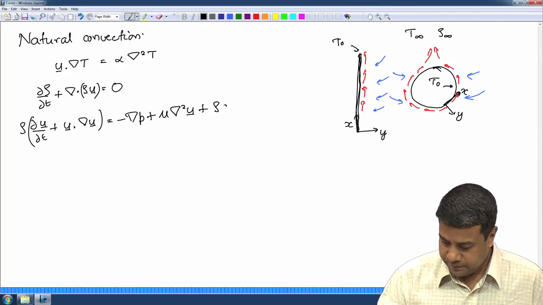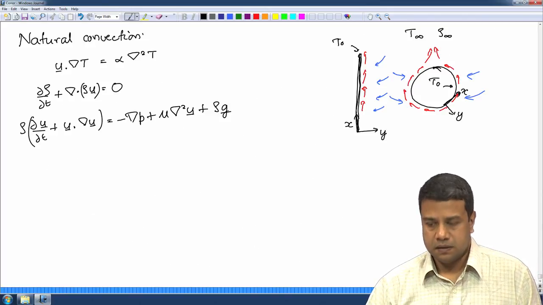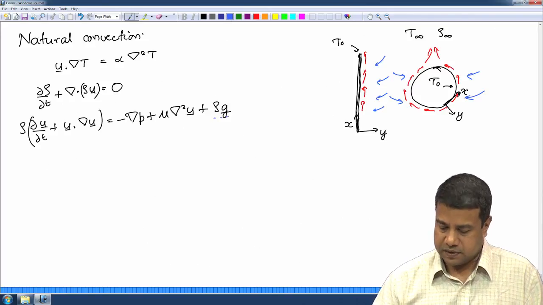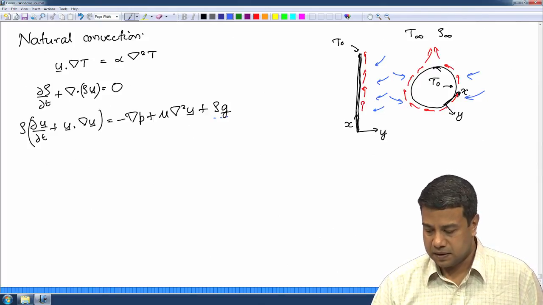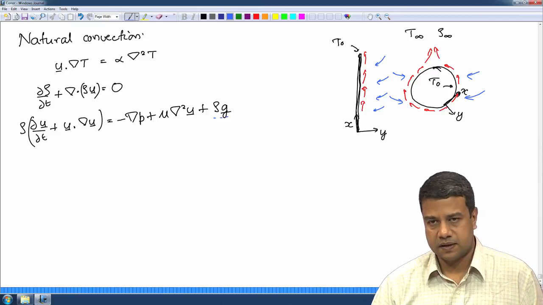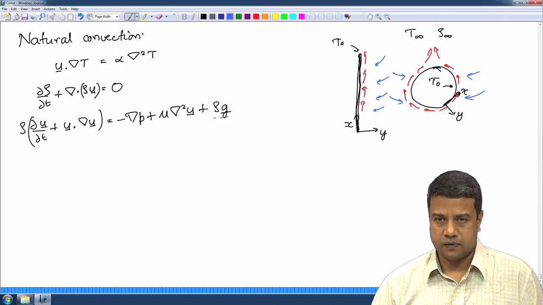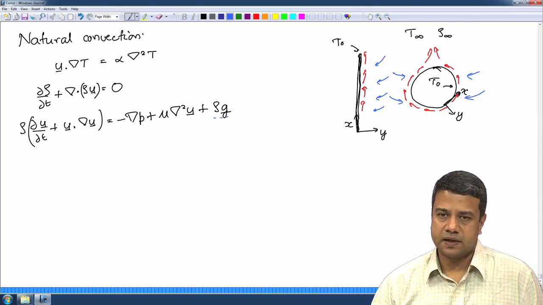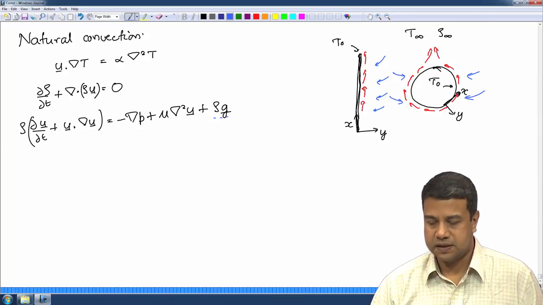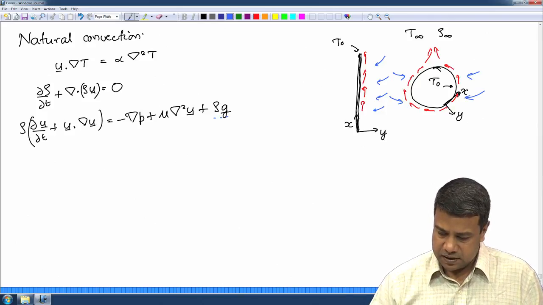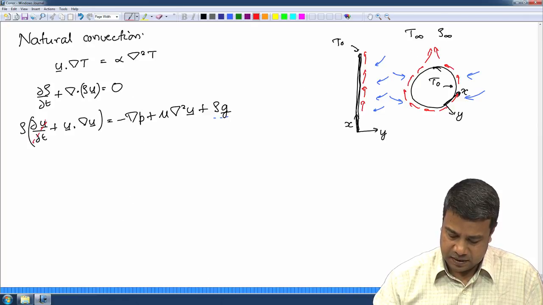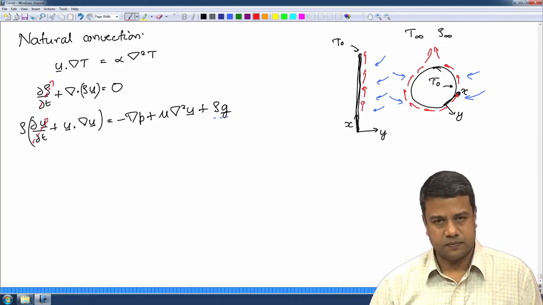Plus this term is the body force term. This term is the body force term, the force density due to the density at that location of the fluid, and g is the direction of the acceleration due to gravity. In these figures that I have drawn on the right hand side, g will be vertically upwards because the fluid is lighter than the ambient. And since we are using a steady state assumption, these terms are both equal to 0.